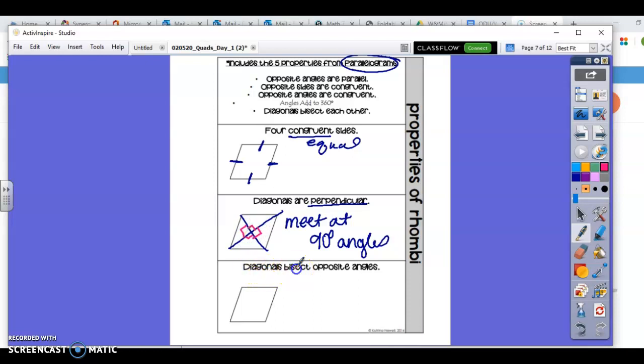And lastly, diagonals bisect opposite angles. Bisect means they're going to cut them in half. So these 2 angles are bisected, that means they're going to be equal. And they're also going to be equal to these 2. And these 2 angles are cut in half. They're equal, but they're also equal to the angles that are opposite of them.